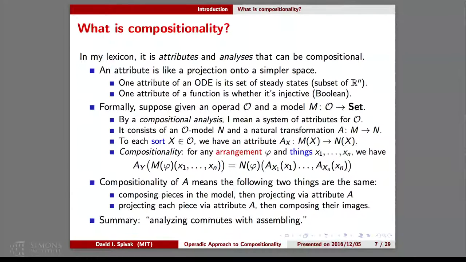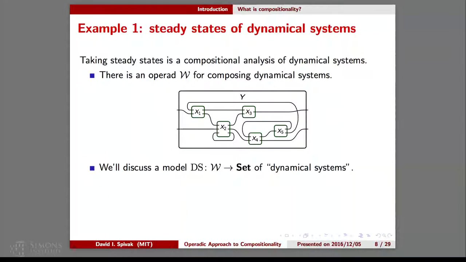So compositionality just says that two things are the same. You can either compose the pieces in the complex space and then project via the attribute, or you can project via the attribute and then compose according to your arrangement. So let me give two examples. This one I'll talk about in more depth, and then the other one I'll just pass through. So taking steady states is a compositional analysis of dynamical systems.